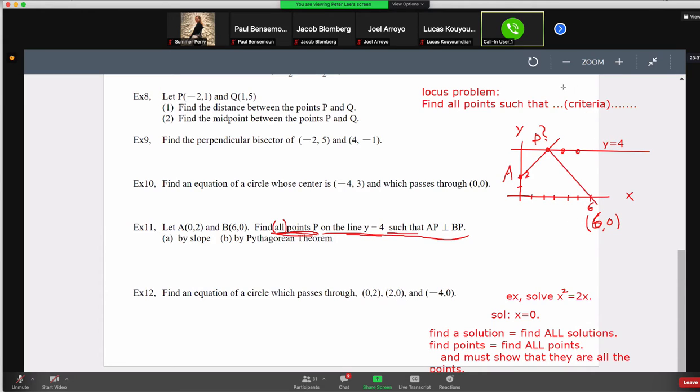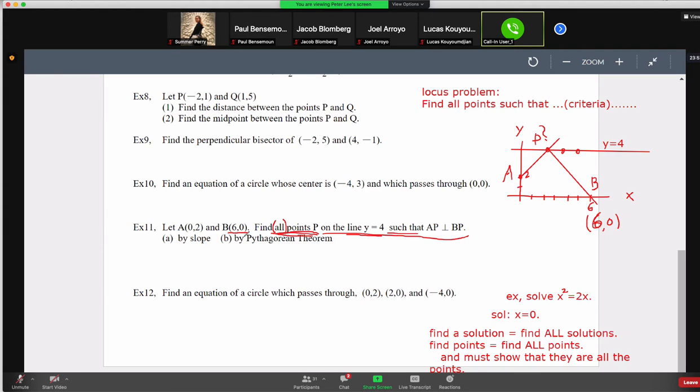Oh, this guy's B, by the way. I didn't write that down, did I? So that one is actually B, (6, 0). And by the way, don't confuse between (6, 0) and (0, 6). Those are high penalties.